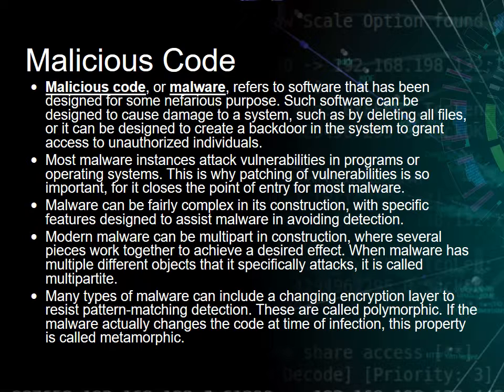Many types of malware can include a changing encryption layer to resist pattern matching detection. These are called polymorphic. If the malware actually changes the code at the time of infection, this property is called metamorphic. Think of metamorphosis as in changing, like a caterpillar into a butterfly. The changing code is specific to malware.